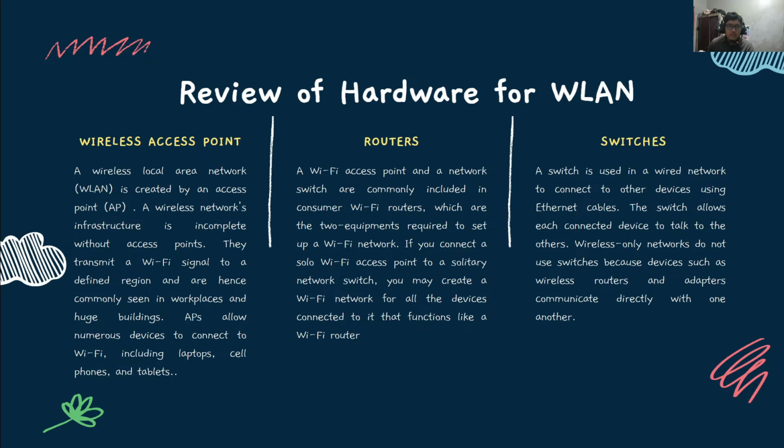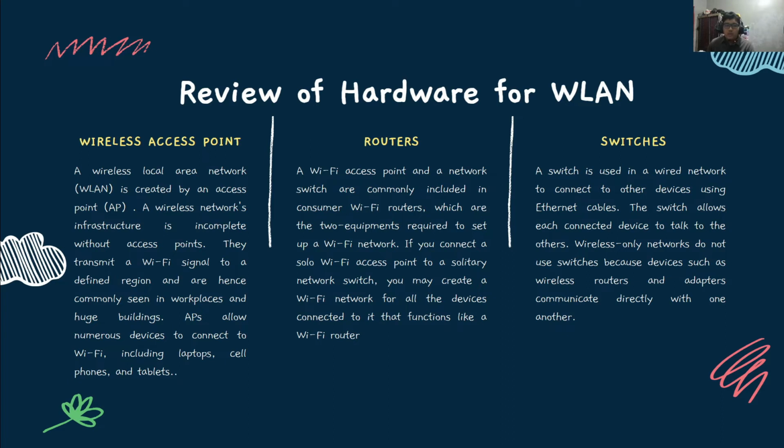Next, the router. A Wi-Fi access point and a network switch are completely included in a consumer Wi-Fi router, which are the two pieces of equipment required to set up the Wi-Fi network. If you connect a solo Wi-Fi access point to a single network switch, you may create a network for all devices connected, functioning like a Wi-Fi router.